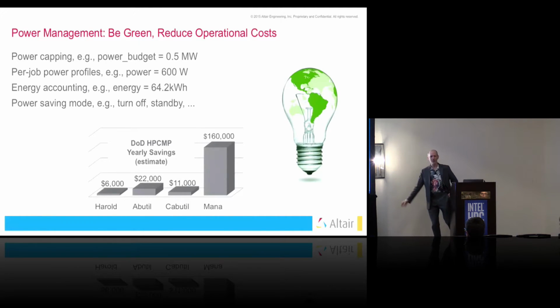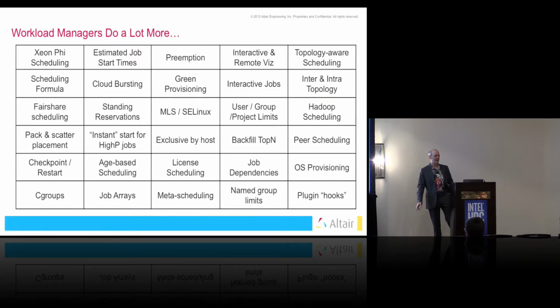Tons more stuff that workload managers do. These are some examples from PBS. Examples all over the place, though, from anywhere else.